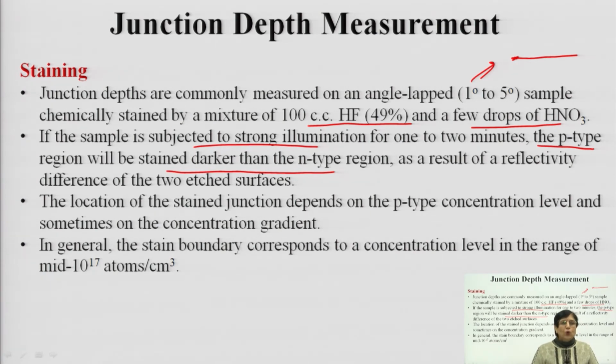The difference between the reflection pattern will give you the junction depth. The location of the stained junction depends upon the p-type concentration, what the level of p-type concentration is, and sometimes on how the gradient is. The measurement also changes if the gradient is abrupt, or depending on the concentration gradient, the junction profile measurements and the staining pattern will change. In general, the stain boundary corresponds to a concentration level in the range of 10 raised to the power 17 atoms per centimeter cube. So, you can measure up to this level.